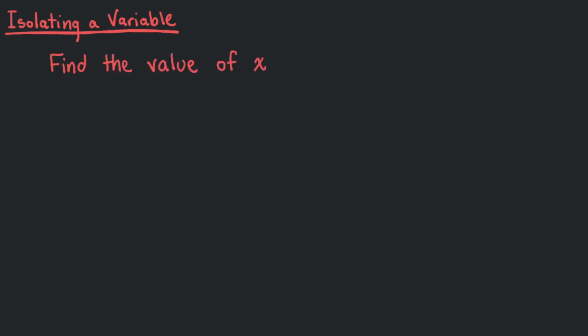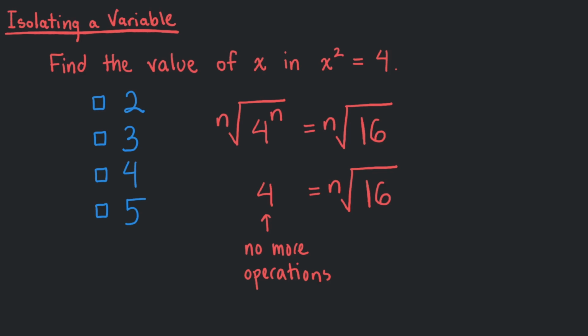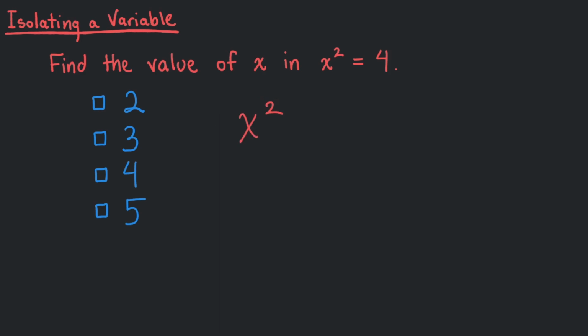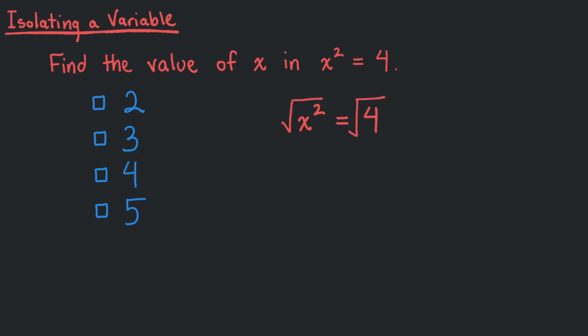Find the value of x in x squared equals 4. When dealing with an exponent, the inverse operation is to find the nth root of the number. For example, if we have x squared, we would want to find the square root to undo the operation. X cubed would be cube root. Here, since x is being squared, we want to find the square root of both sides.